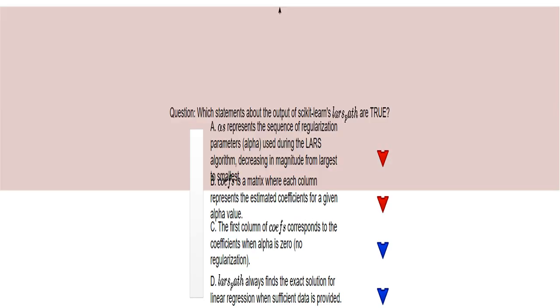This question tests your understanding of what LARS gives you back after it's done crunching numbers. Specifically, we'll be examining the alphas and cofs outputs. Are you ready to tackle some true, false questions about these?